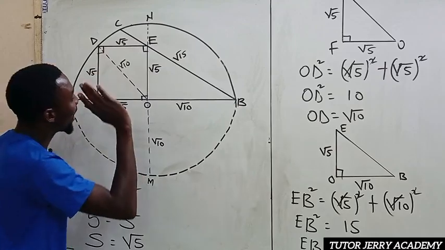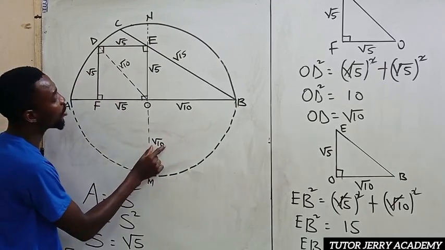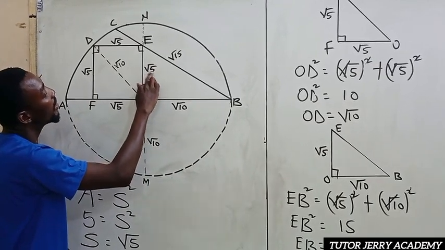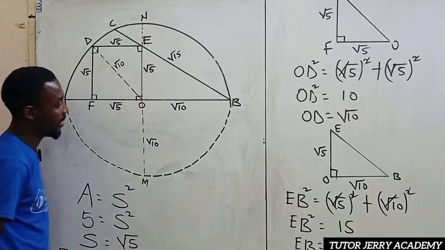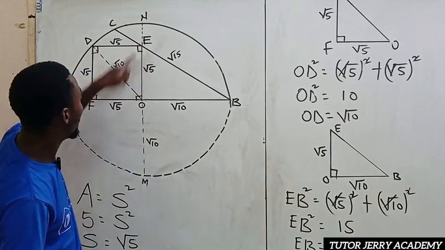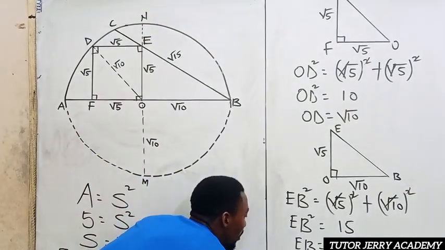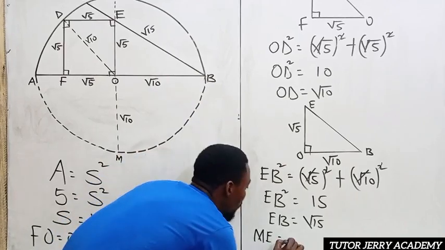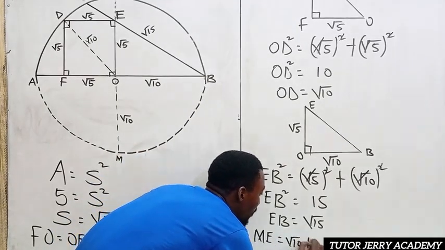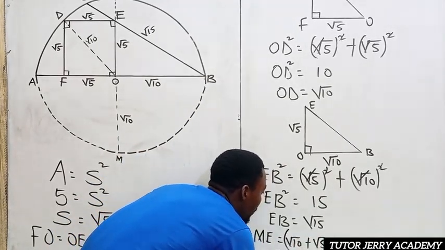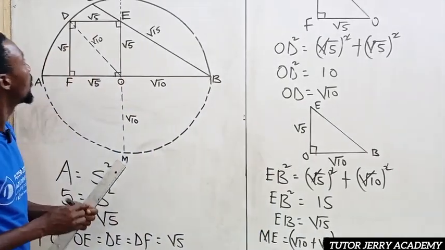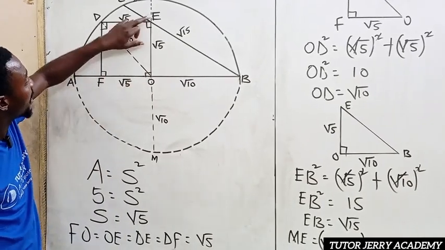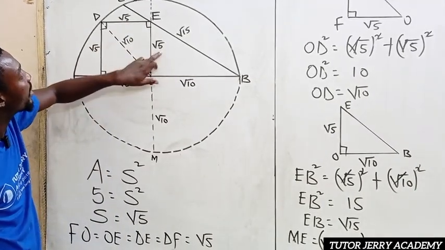Now, if OM is root 10, what is going to be our ME? If you look at this, our ME is going to be the sum of OM plus OE. So our ME is going to be root 10 plus root 5. Again, we know that our OE is root 5.